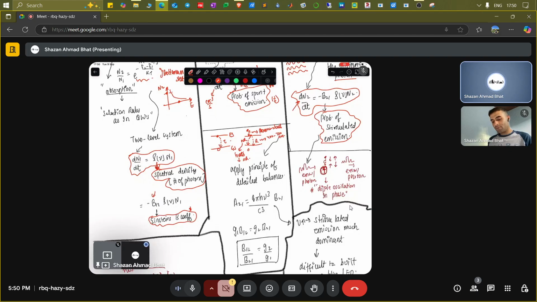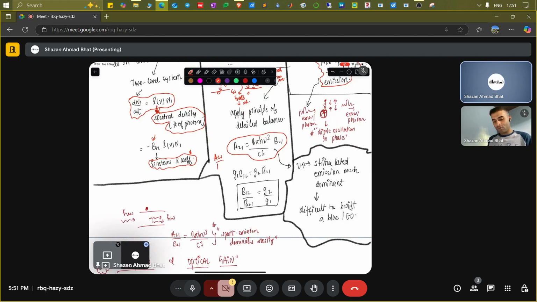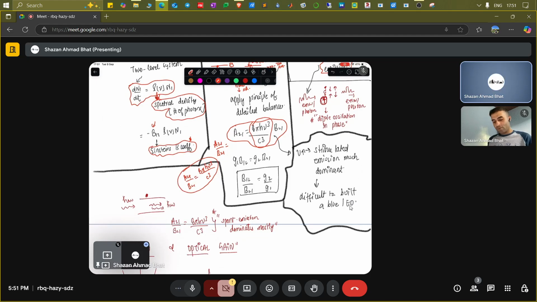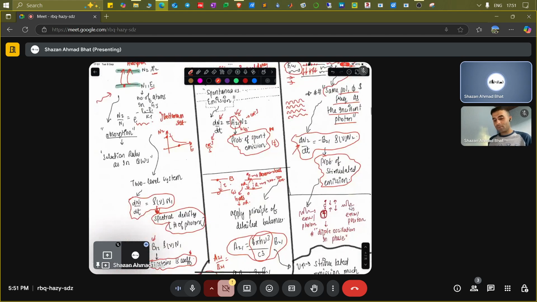Now, he applied the principle of detailed balance in order to evaluate the relation between A21 and B21. In doing so, he found that the ratio A21 over B21 is equivalent to a constant, 8 pi h nu cubed over c cubed. So this is A21 over B21. That means if you go on increasing the frequency higher and higher, if nu increases, A21 over B21 is going to increase. That means the coefficient A21 is going to increase, and you will have spontaneous emission dominant in the system.